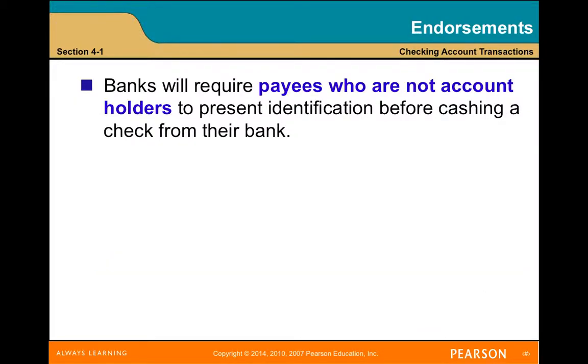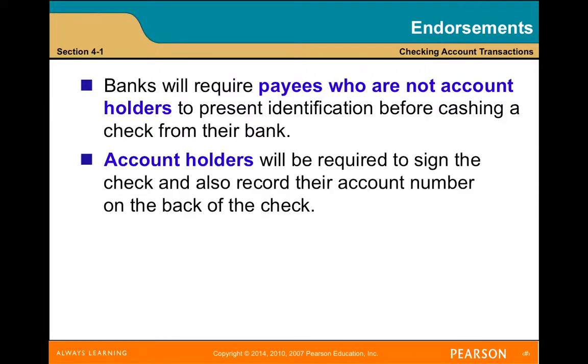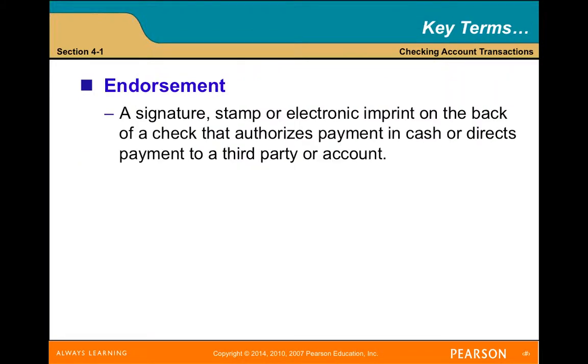Endorsements. Banks will require payees who are not account holders to present identification before cashing a check from their bank. Account holders will be required to sign the check and also record their account number on the back of the check, although not always. Some banks may do this. Endorsement is a signature, stamp, or electronic imprint on the back of a check that authorizes payment in cash or directs payment to a third party or account.